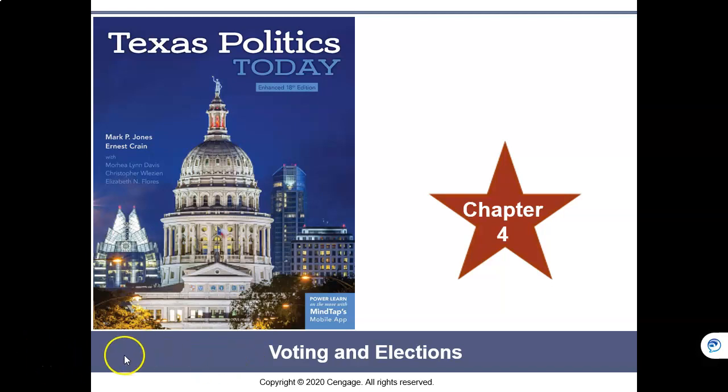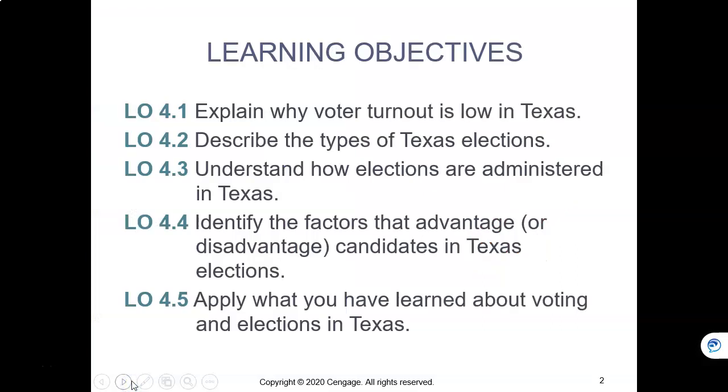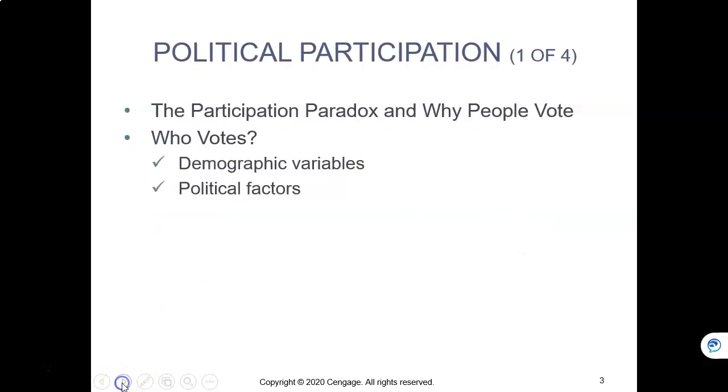Let's talk about voting and elections. So first we are going to talk at length about why voter turnout is low in Texas. Then we will describe the types of Texas elections. We'll understand how elections are administered in Texas. And finally, we'll talk about the factors that give an advantage or give a disadvantage to candidates in Texas elections.